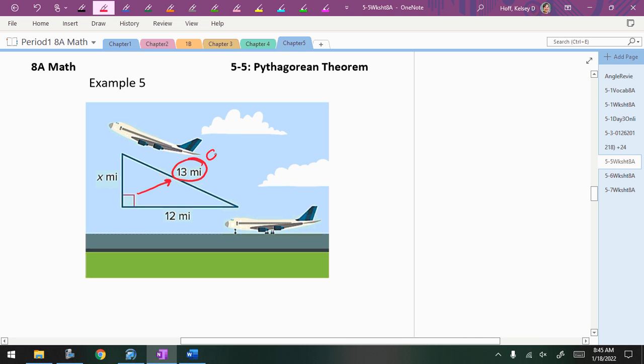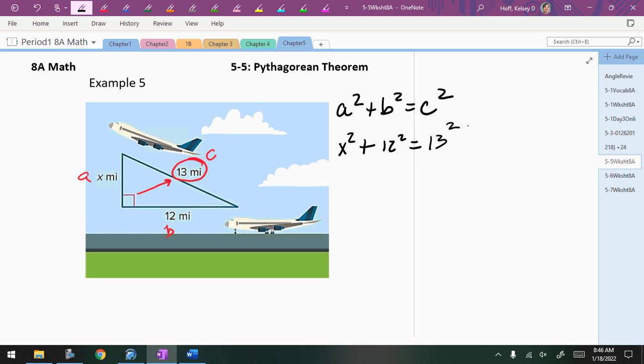Now, which one do you want to be A? X, okay. And what do you want to be B? 12. So in our equation, A squared plus B squared equals C squared. What is going to go in for A? X squared. What's going to go in for B? 12 squared. And what's going to go in for C? 13 squared. Now the difference is we got an equal sign here. They're not on the same side anymore.